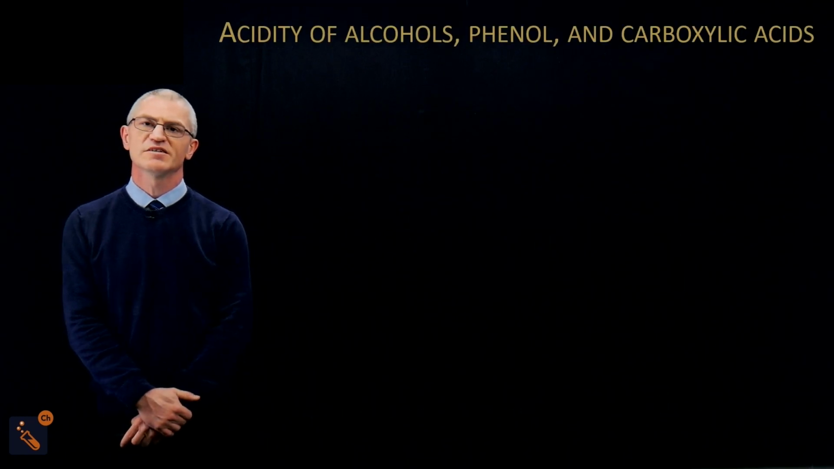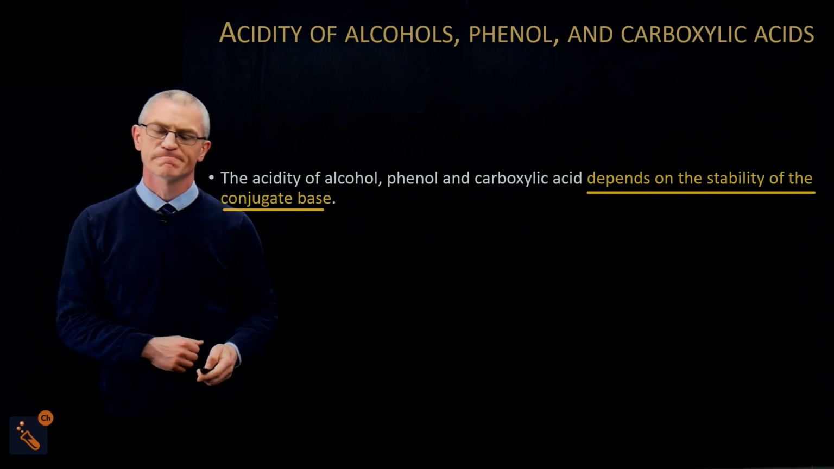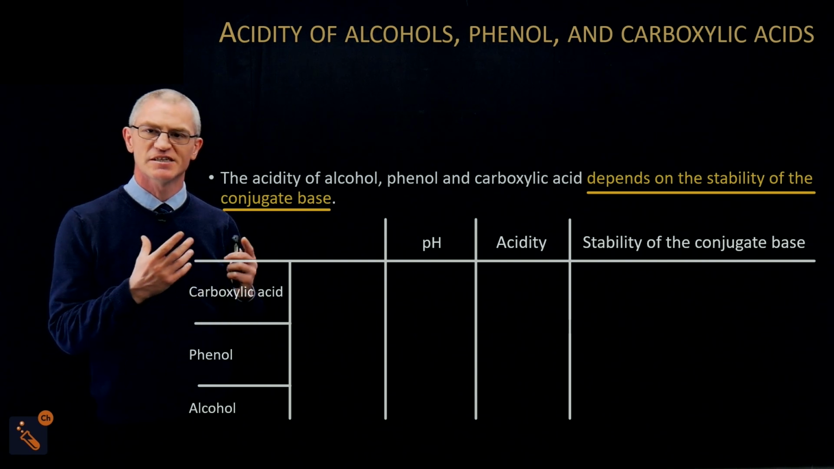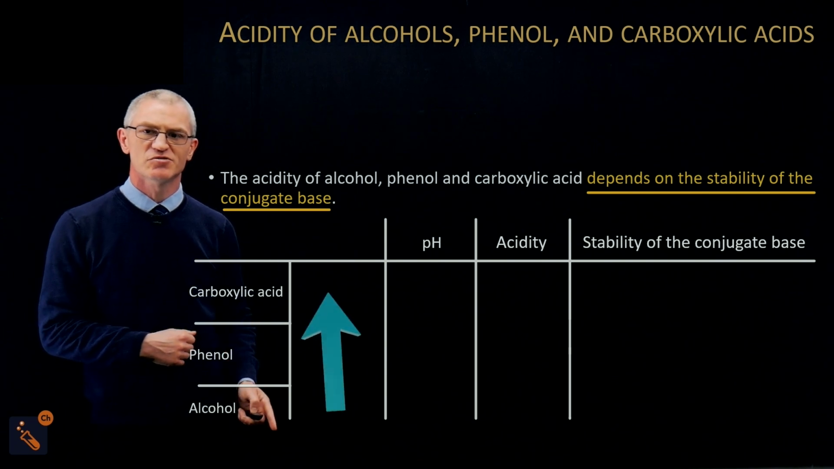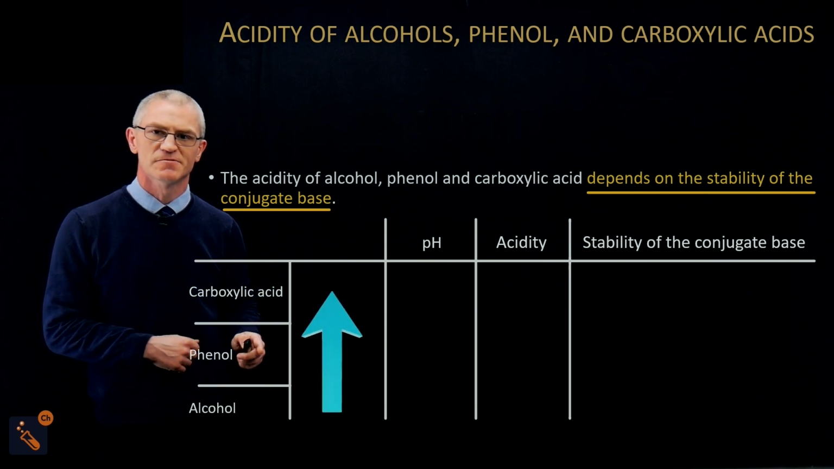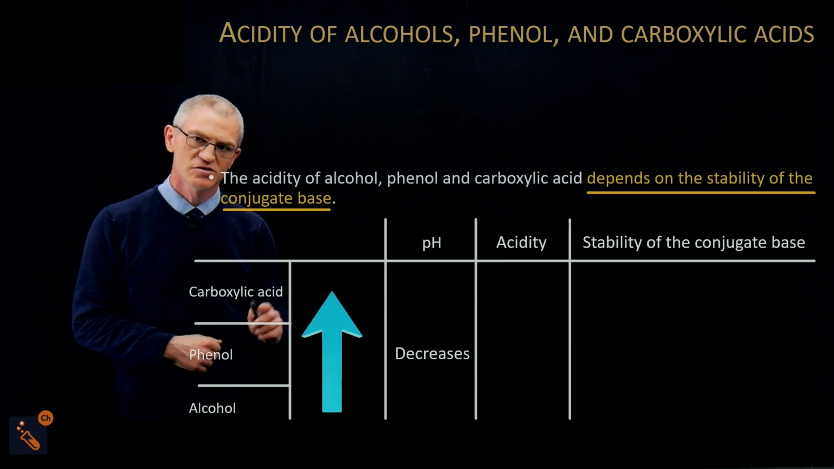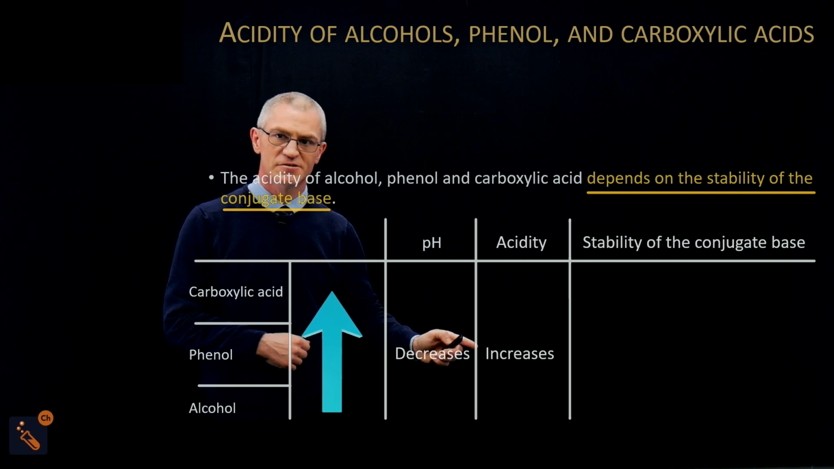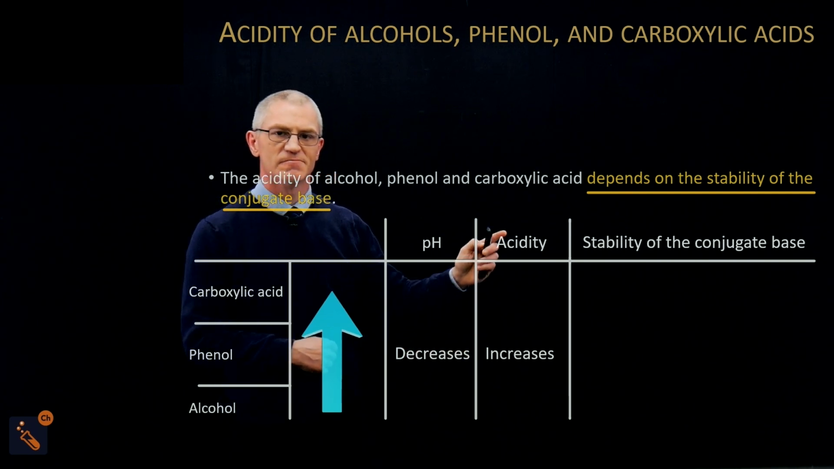We're now going to go on to talk about the acidity of phenol when you compare it to alcohols and carboxylic acids. Now, this depends on the stability of the conjugate base. So the conjugate base is what happens when the acid loses a proton. But first of all, let's talk about the trend. We're going to talk about the trend going from the alcohol to the carboxylic acid. We know that the pH decreases as you go from alcohol to phenol to the carboxylic acid. Now also we know the acidity increases. So that means if the pH is decreasing, the acidity is increasing.